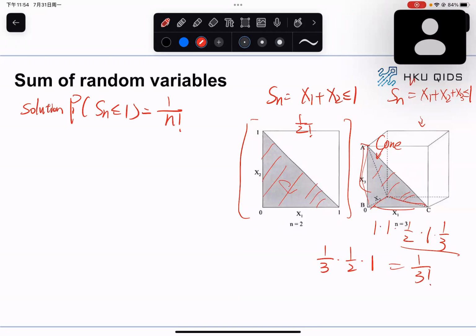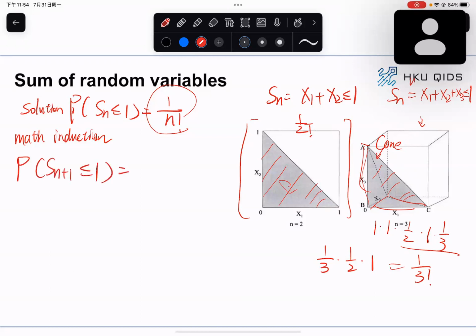And to prove that, we can use mathematical induction, right? But in an interview, I think as long as you can get this answer using a plotting method, they are going to let you go. But now I'm going to solve this question with a strict proof. So we need to prove that the probability of Sn+1 less than or equal to 1 is going to be 1 over (n+1) factorial. And how can we solve that?